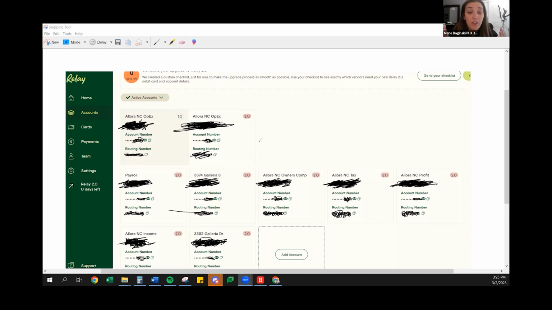But for the purposes of going with the Profit First model, this allowed us to create all the different sub accounts. Like I said, for Allura NC, we have our income account, which is on the bottom left. Every time we do a wholesale deal and the attorney's office or title company sends us money, it goes into that income account. From that income account, we then do our percentages to the OpEx account, the owner's comp account, the tax account, and the profit account.